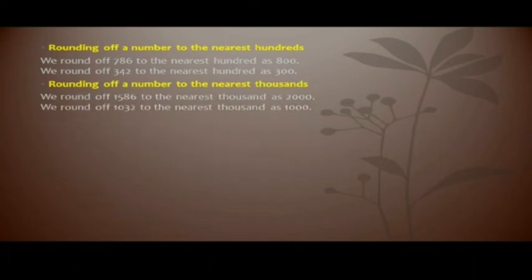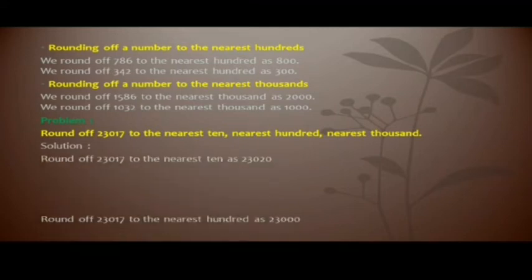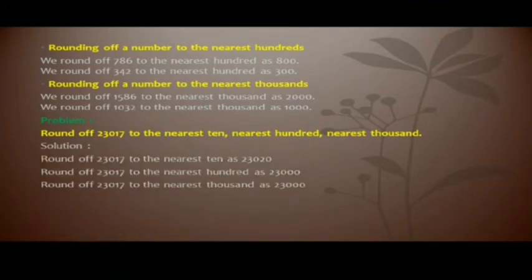Now rounding off a number to the nearest hundreds. We round off 786 to the nearest hundred as 800. We further round off 342 to the nearest hundred as 300. Rounding off a number to the nearest thousands, we can do that by rounding off 1586 to the nearest thousand as 2000. We can round off 10,032 to the nearest thousand as 10,000.